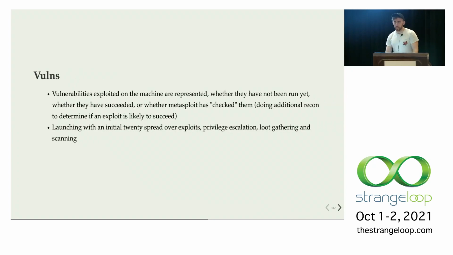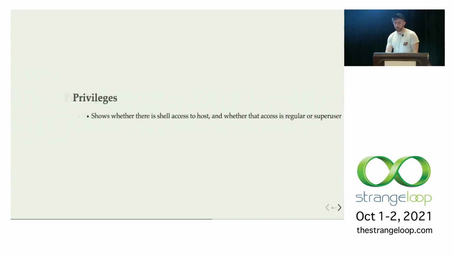Vulnerabilities, those are important. So if we've exploited a vulnerability on a machine or we've tried, we want to make sure we store that as well. So for each action we have, we're going to add that to our vector as well. I currently have 20 different exploits that Metasploit Gym supports, broken up between exploits, privilege escalation, loot gathering, scanning, all that stuff.